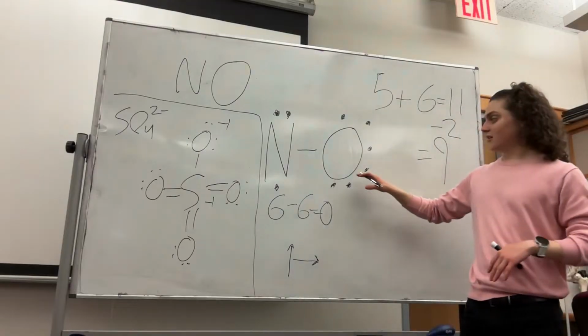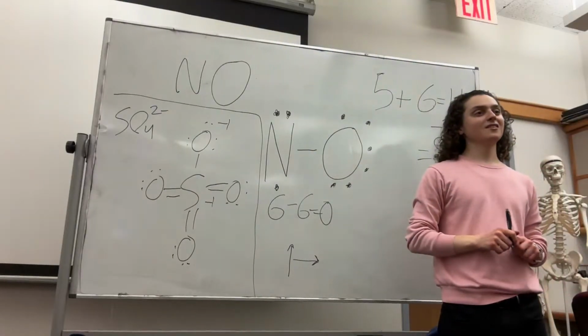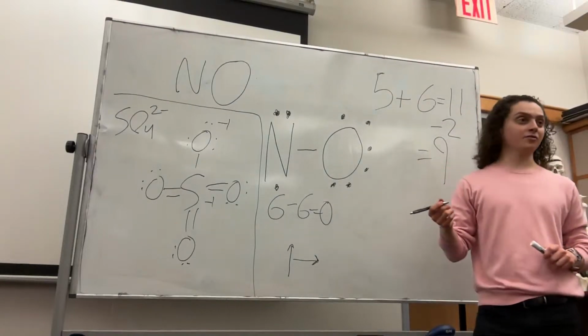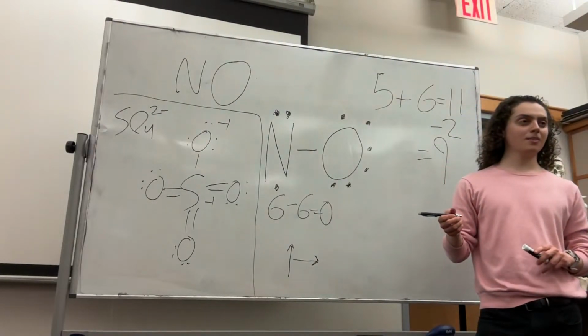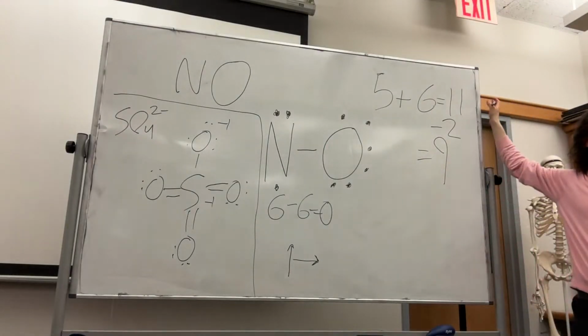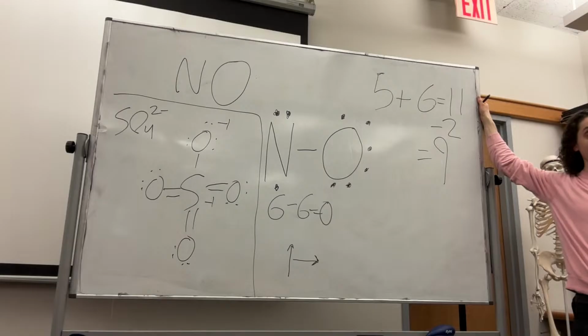Okay, I have a question. Where did you get the minus 2? It was minus 2 for SO4, I think. So when I'm drawing a Lewis structure, my first step is to draw bonds between all of the atoms. Was that helpful?